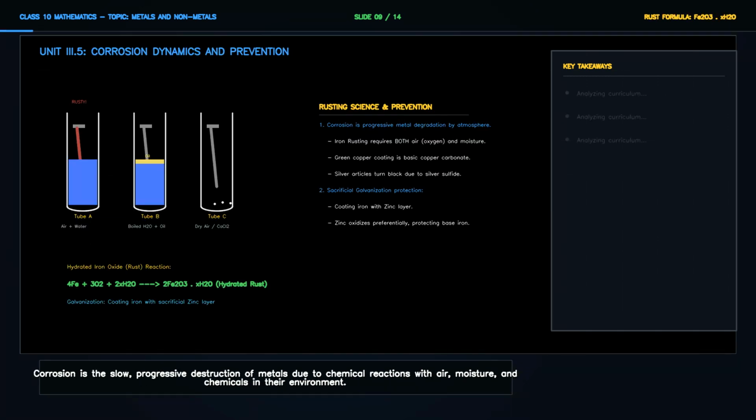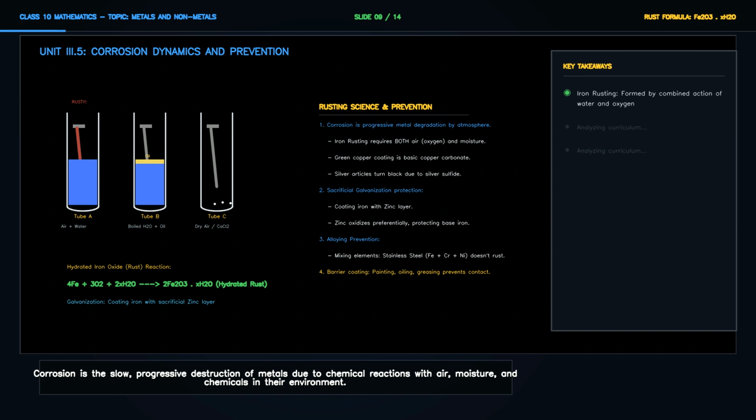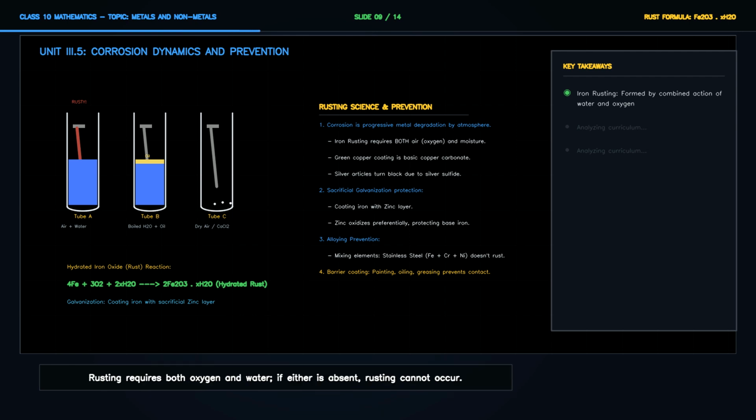Corrosion is the slow, progressive destruction of metals due to chemical reactions with air, moisture, and chemicals in their environment. The most common form of corrosion is the rusting of iron, where iron reacts with oxygen and water to form a flaky, reddish-brown hydrated iron oxide. Rusting requires both oxygen and water. If either is absent, rusting cannot occur.